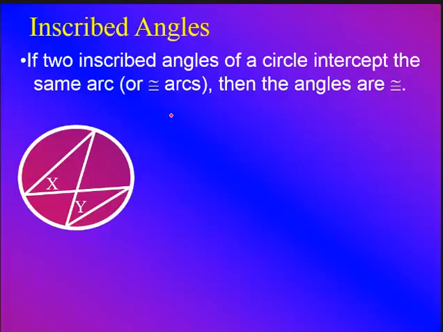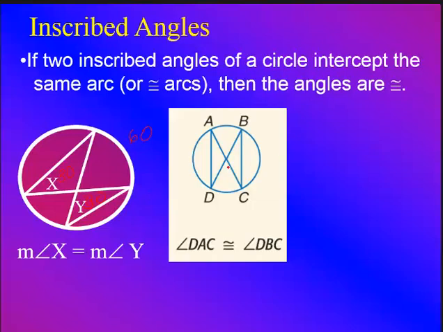Here's another rule, theorem. If two inscribed angles of a circle intercept the same arc, or congruent arcs, then the angles are congruent. Because again, let's say that this arc was 60. Well, Y intercepts that and is an inscribed angle, so it would have the measure of 30. X is an inscribed angle intercepting that 60-degree arc, so it would have an angle measure of 30. So therefore, they would have to be the same every time. So in this picture, angle X is going to equal angle Y.